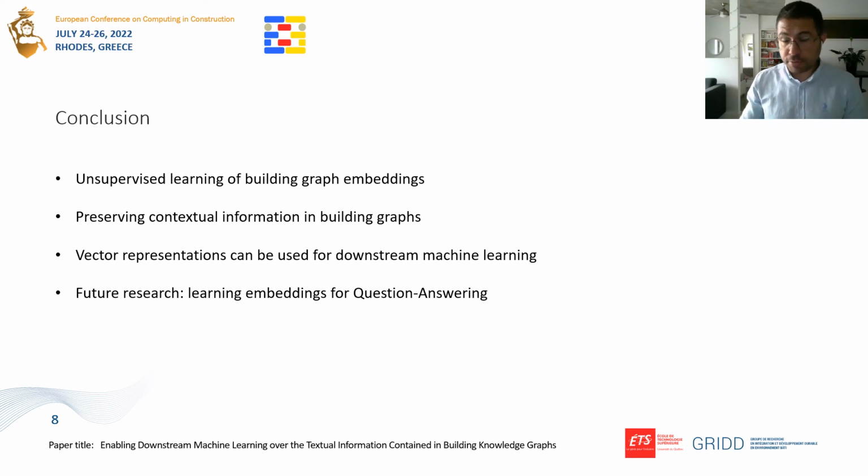We demonstrated the potential of neural language models for unsupervised learning of building graph embeddings happening purely based on textual descriptions. Our results show that existing techniques can be applied to preserve the contextual information contained in building graphs and to represent these understood contexts in the form of low-dimensional vectors. And we also discussed how these vector representations can facilitate downstream machine learning from building information models to help to solve real-world problems in our field.